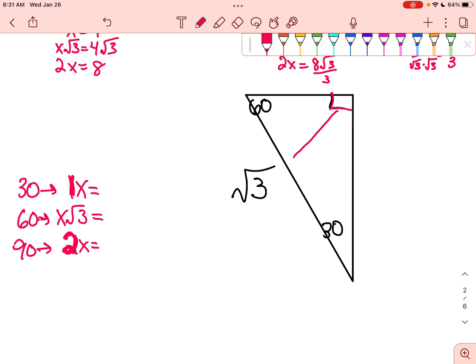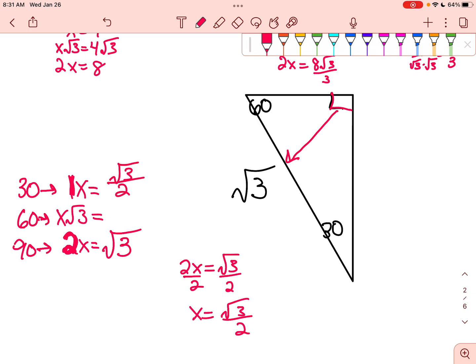But in this case, they're giving me the side across from the 90 is root 3. So they're telling me that this is root 3. So again, I have to actually take this and solve it. So 2x is equal to root 3, divide by 2, x equals root 3 over 2. So 1x is equal to root 3 over 2, which means this is equal to root 3 over 2 times root 3. And when you have a root by itself, technically it's over 1, guys. So this is actually root 9 over 2, which is 3 over 2.